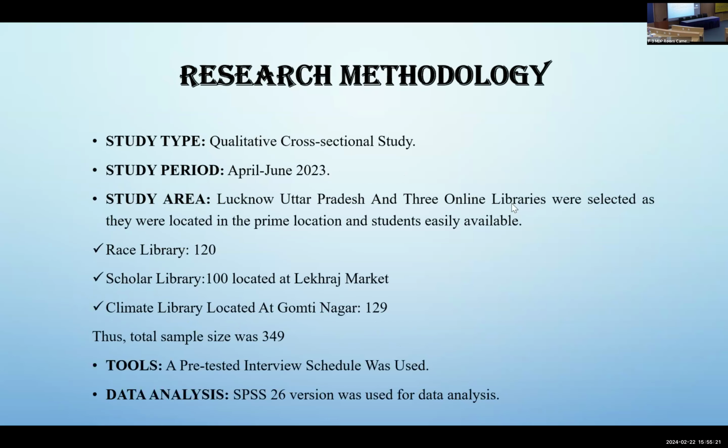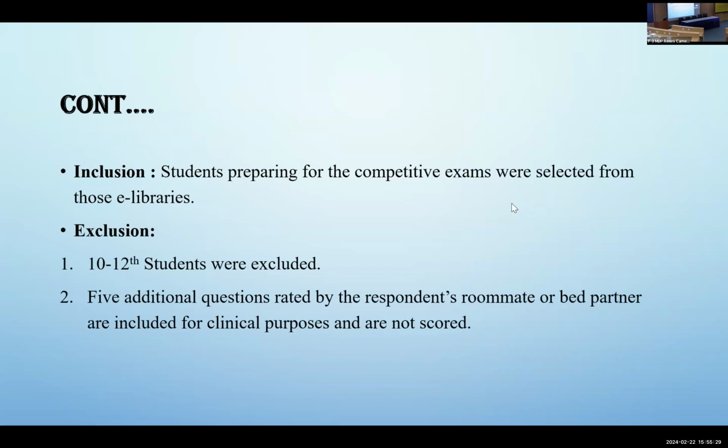This is the distribution of how we selected the students, because there were inclusion and exclusion criteria. Students who were preparing for competitive exams were selected. The exclusion criteria were 10th and 12th students, because in coachings we find that from 10th onwards students start preparing for competitive exams. One more thing was excluded according to the PSQI scale: there are 5 additional points which were ignored, because we were trying to monitor their lifestyle and sleeping pattern. So it is a set scale.